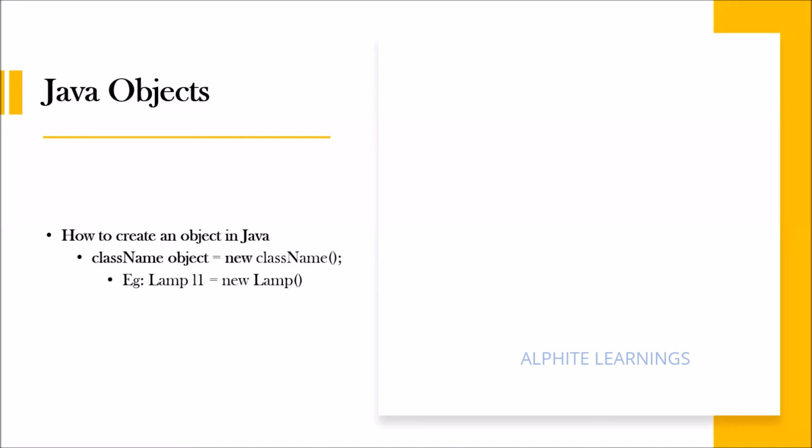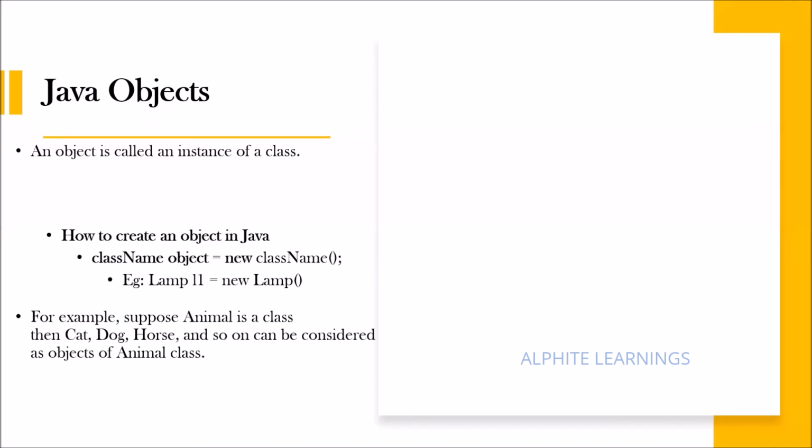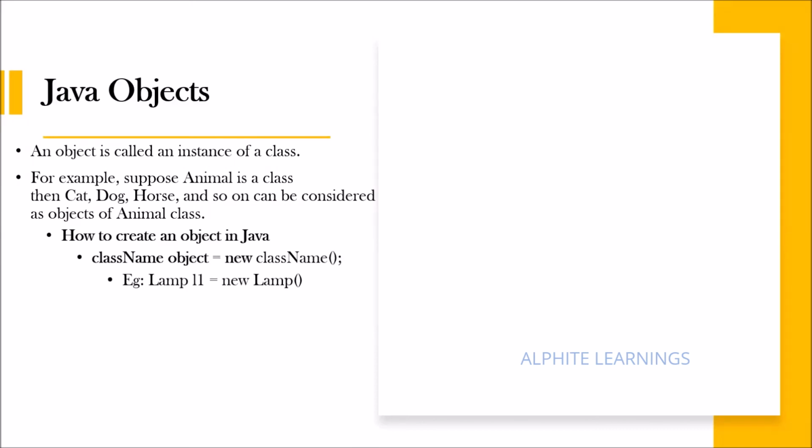So next comes the Java object. What is an object? An object is an instance of a class. What does that mean? I have given you an example like animal, then class, cat, dog. That was just for your understanding, but I'll give you a better example.